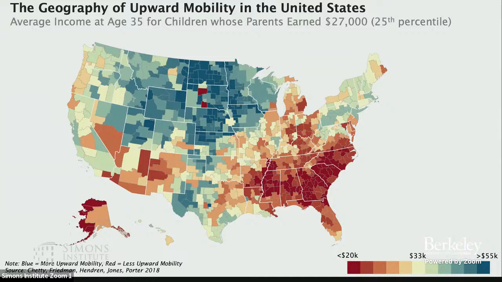And there's a huge amount of variation. So these are just average incomes, and what you'll notice is that there are geographic patterns to some of this. There are whole parts of the country where kids that grow up in the bottom part of the income distribution are going to stay there, other parts where they tend to rise out of it.